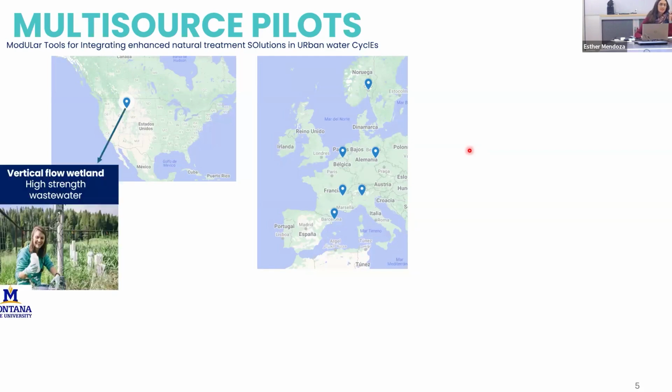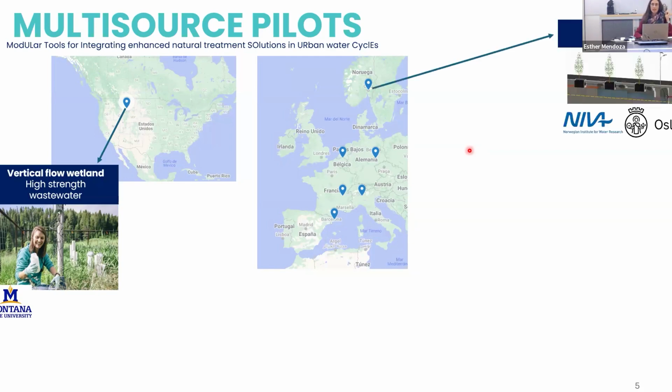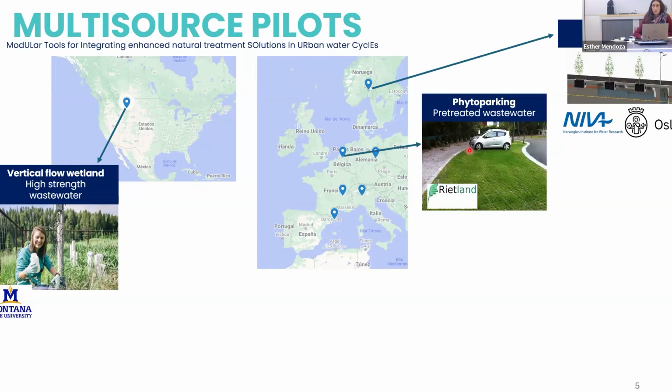So in the United States, in Montana, we have a ski resort with a constructed wetland that remains frozen for some months a year, I guess. And this treats high-strength wastewater. Then in Norway, in Oslo, also a cold place, we have the rain garden that manages road runoff. We have a phytoparking located in Belgium that treats pre-treated wastewater.